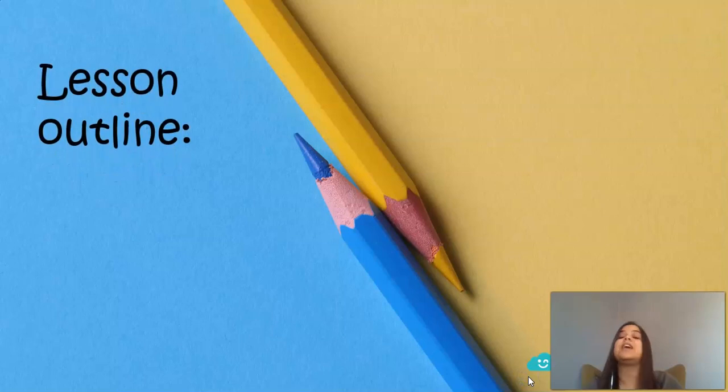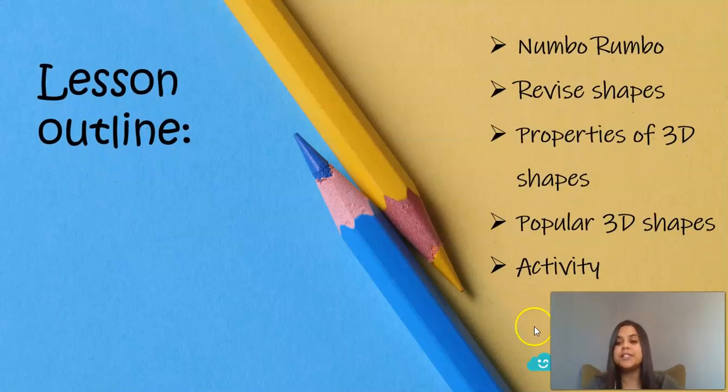So what is our lesson outline for today? Well, firstly, we are going to do some Numbo Rumbo. We're going to revise shapes, the ones that we've learned from the previous lesson with me. We're going to look at properties of 3D shapes, popular 3D shapes, and then we're going to be looking at an activity. Okay, so that is what we're going to be doing in today's lesson.